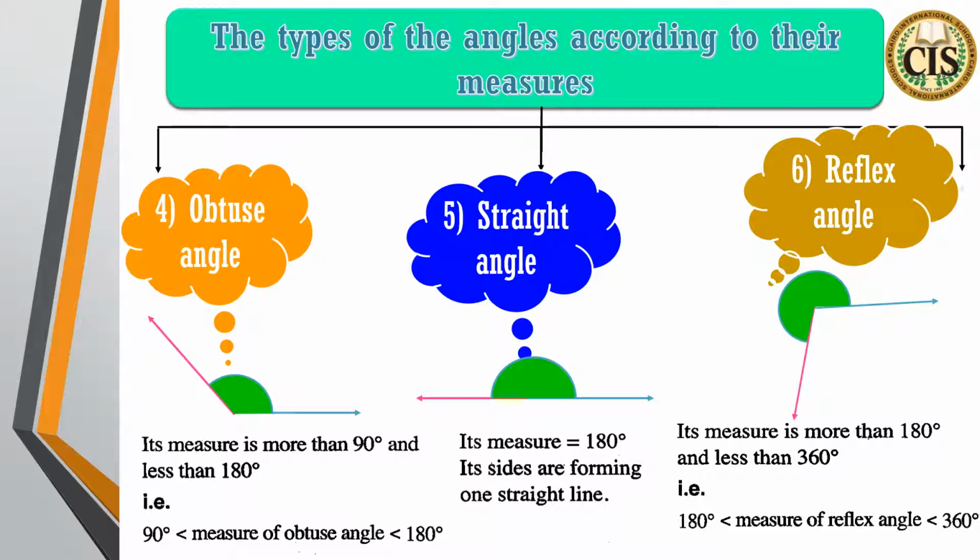In this year, we will study a new angle. It's called the reflex angle. Its measure is more than 180 and less than 360. And we can write it as the measure of a reflex angle is more than 180 and less than 360.